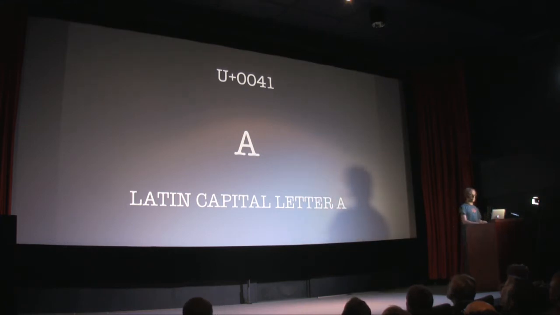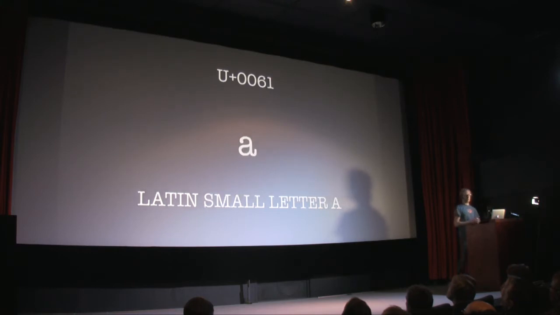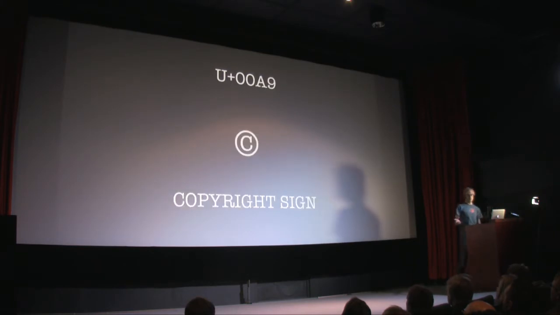Now another example is the Latin small letter a. This is a completely different symbol, so it gets its own unique canonical name and its own unique code point for that symbol. It's as simple as that. I think you start to get the idea now. Each symbol in Unicode simply gets its own code point and its own name.